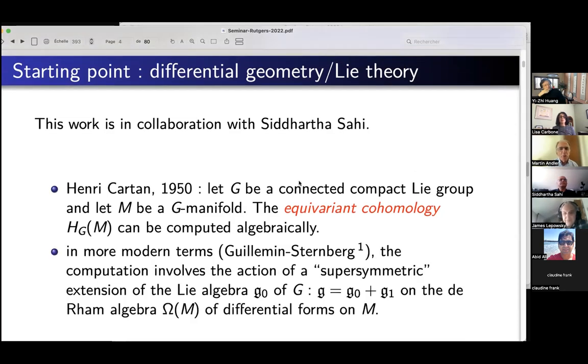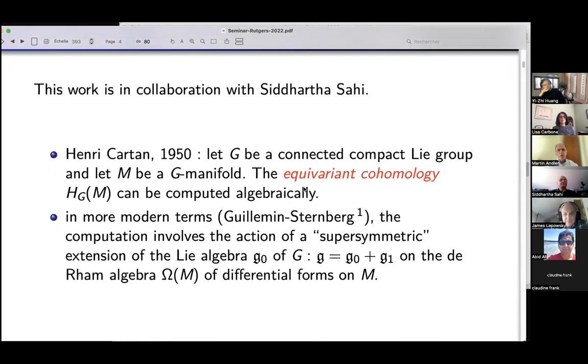and have been studied quite extensively, and actually a book 20 years ago by Guillemin and Sternberg rephrased quite a bit of this work that had been done by Henri Cartan and later by a number of other authors like Duflo, Michèle Vergne, a number of people. He introduced a formalism where there was a kind of supersymmetric extension of the Lie algebra g0 of G, and this supersymmetric extension acts on the de Rham algebra of differential forms on M.